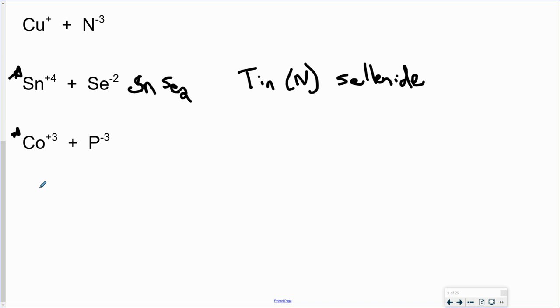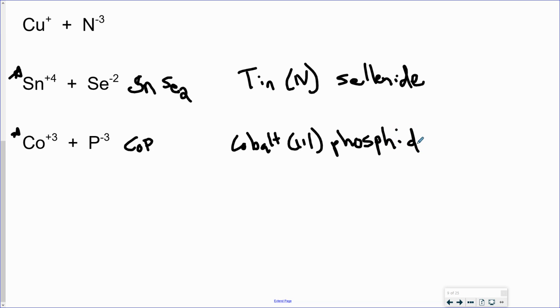And finally, the last one we're going to have is cobalt 3 plus phosphorus or phosphide. So you're going to have CoP. And we'll write cobalt 3 followed by phosphide.